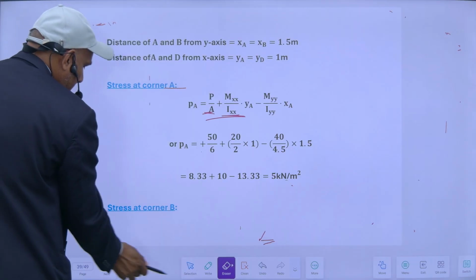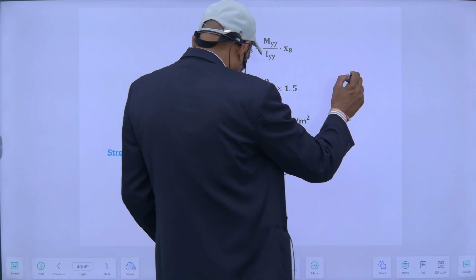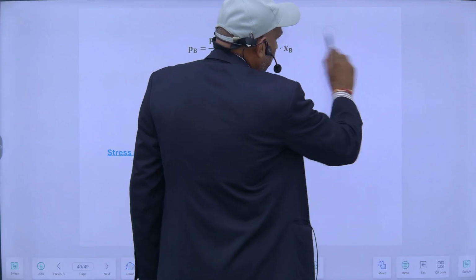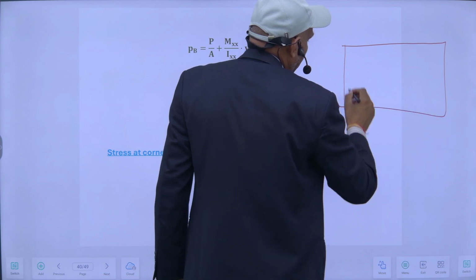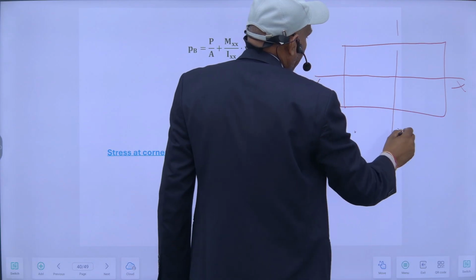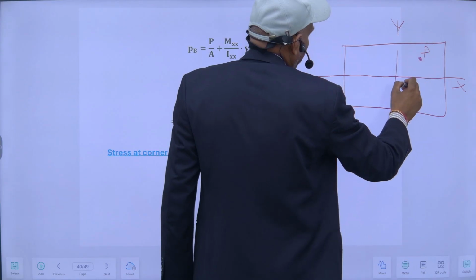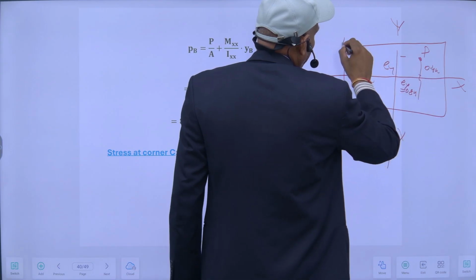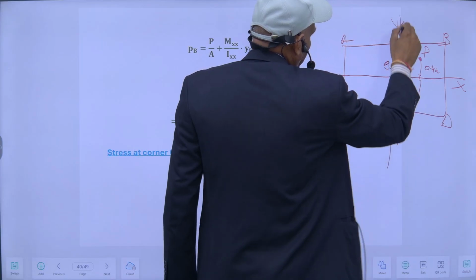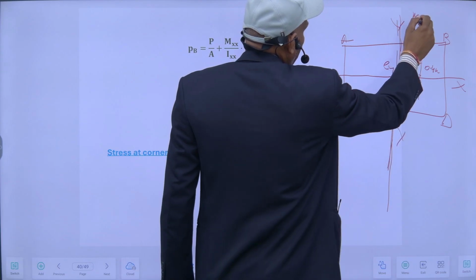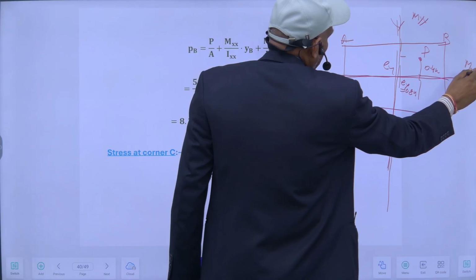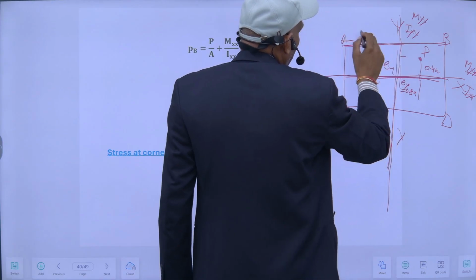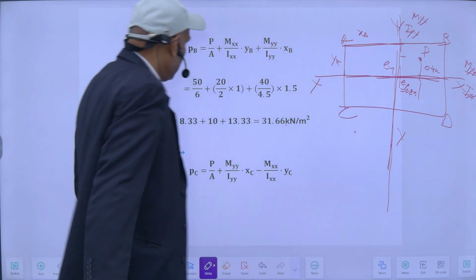And at corner B, at this corner, about this axis it will be Mxx, about this axis it will be Myy, and its moment of inertia Ixx, and here it will be Iyy, and this distance is xa, this is ya. Now let's go to this point B.